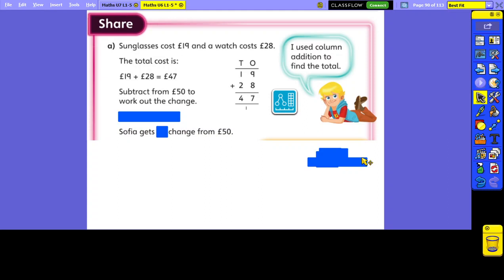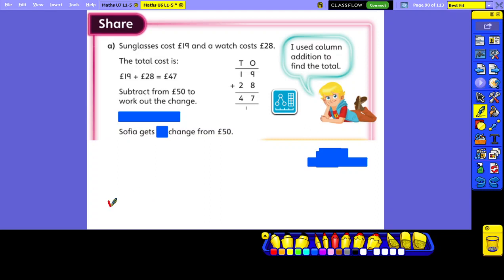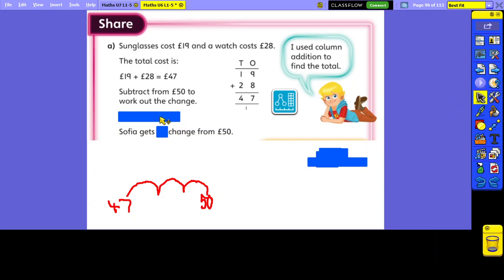So £47, if I count on, if I start at 47 and I jump on in groups of 1, I've got 48, 49, 50. So I've got 50 here. So how many jumps did I have? I had 1, 2, 3. So what I have as my change is 50 take away 47, and Sophia would get £3 change from her £50 note. I hope you got the same answer as me.